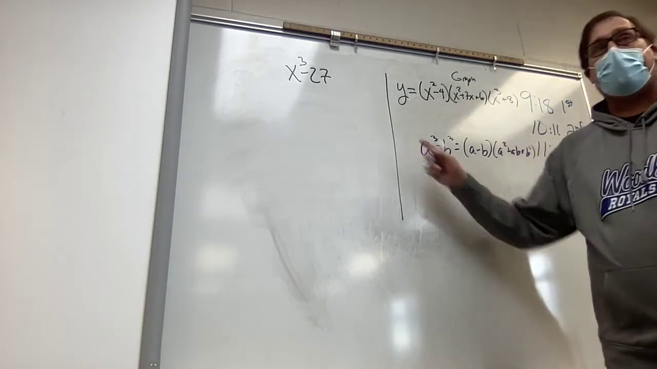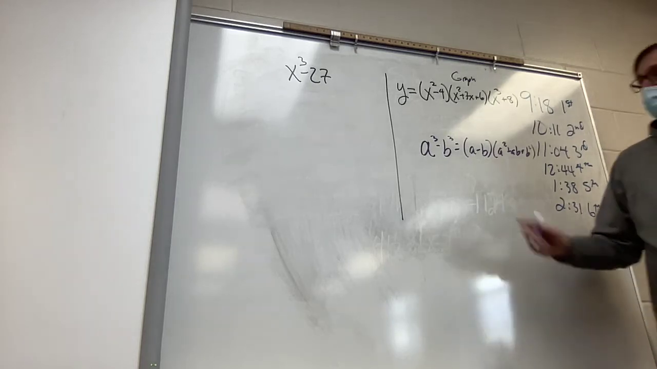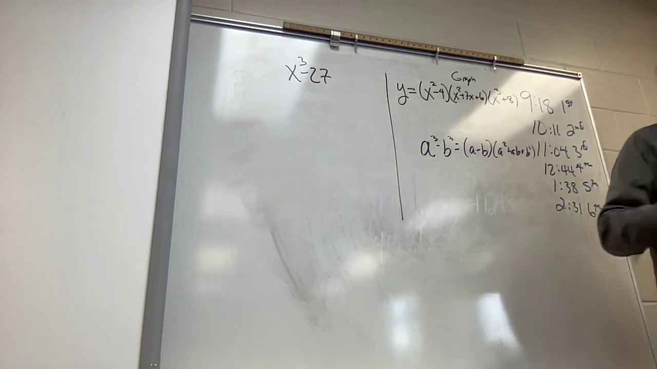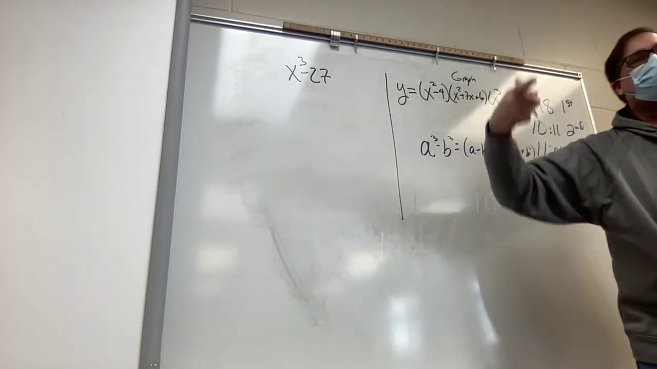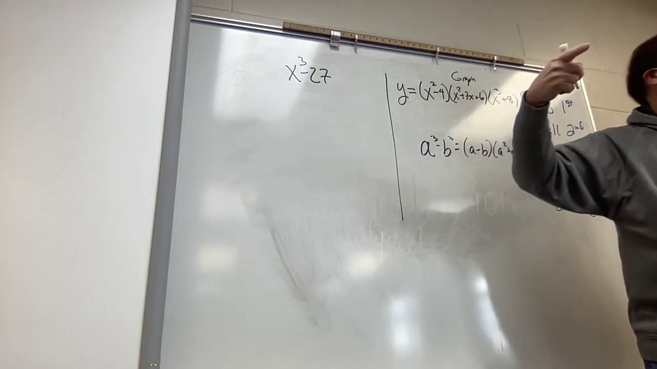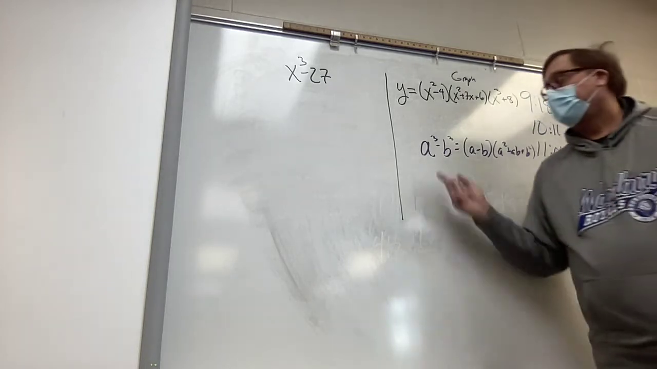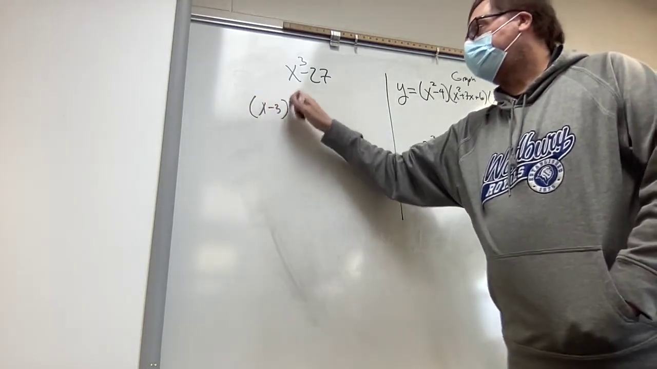Wherever I see an a, in this one I'm going to put an x. Wherever I see a b, I'm going to put a 27. So what times what times what? Same thing times same thing times same thing. Somebody don't say 2, don't say 4, say the number in between. 3. So a minus b becomes x minus 3.